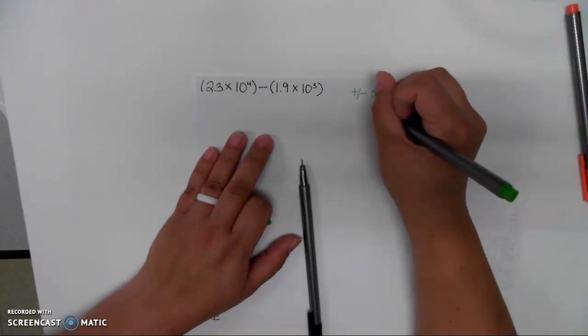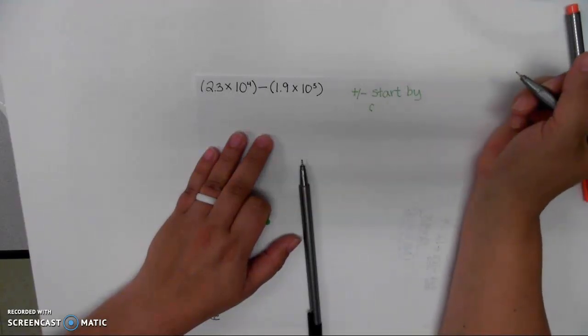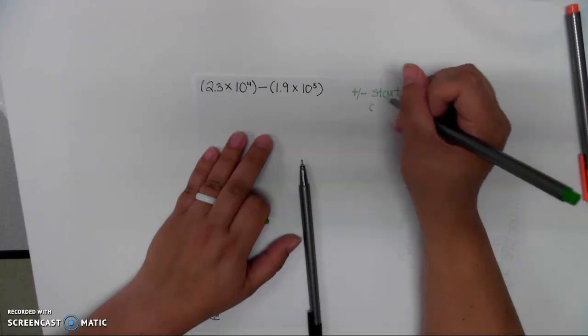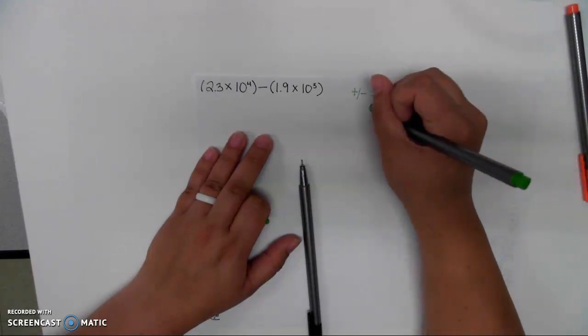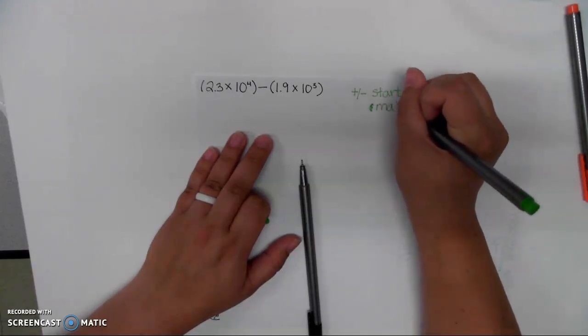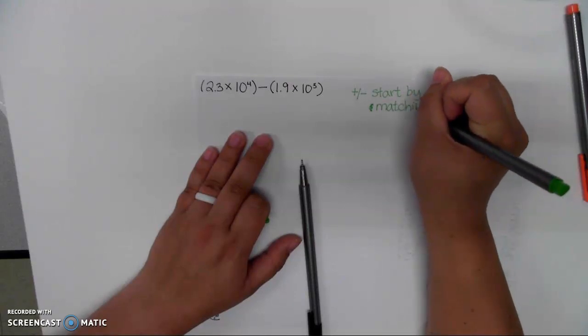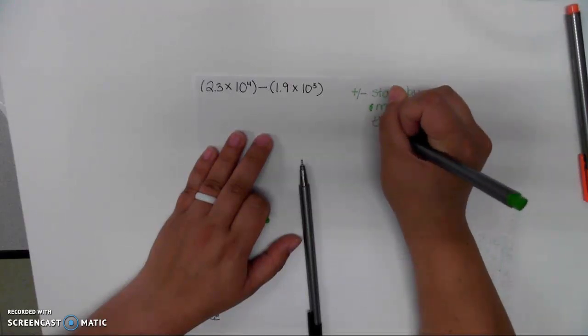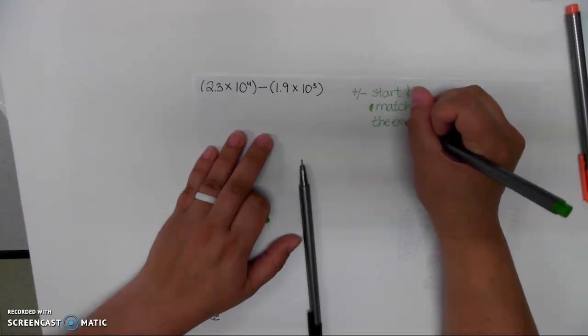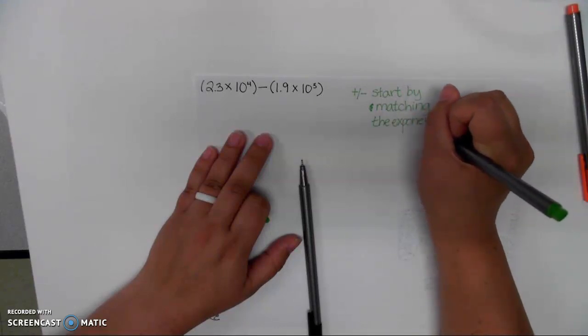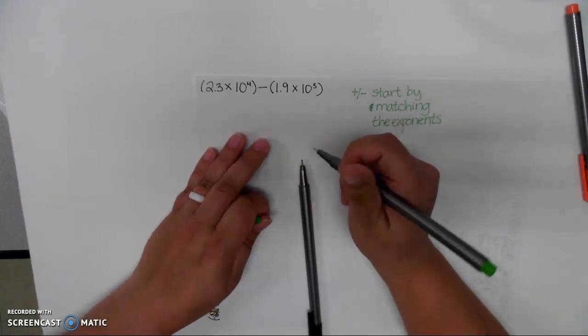We're going to actually be more specific than looking. We're going to say, start by matching the exponents. The question is, how do you do that? Well, let's look at this example and we'll get there.